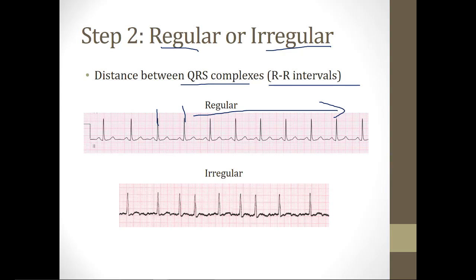At the bottom of the screen is an irregular rhythm. This is a patient with atrial fibrillation, and you can see that we have some QRS complexes that are far apart, like these two here, others that are very close together, like these two here, and then even others that are somewhere in the middle. So this is an irregularly irregular rhythm. The QRS complexes are not occurring at regular intervals, and that is the second step towards making a diagnosis of what you're looking at in an ECG.